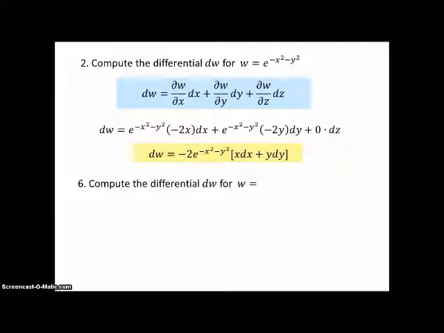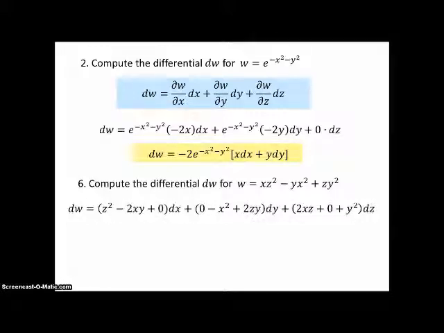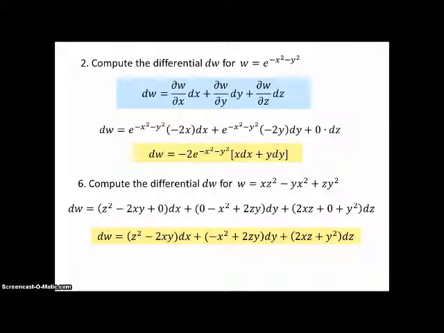Number 6, compute the differential dw for w equal xz squared minus yx squared plus zy squared. So again, we are using the formula above. We have the partial derivative with respect to x times dx, and the partial derivative with respect to y times dy, and the partial derivative with respect to z times dz. Notice that in the first partial derivative, the last term did not have an x in it, and so it went to 0. And in the second one, the first term didn't have a y in it, so it went to 0. And in the last one, the middle term didn't have a z in it, so it went to 0. And hopefully the rest is clear. So then we clean that up just a teeny bit, and there's your answer.